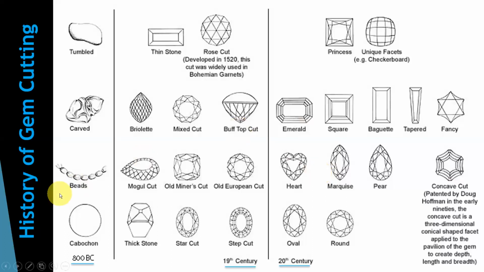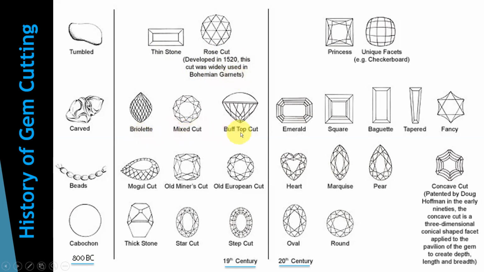Now this is the history of gem cutting. There are 3 categories here. Most left side is 800 BC, before Christ. Cabochon, this is the shape. Beads, curved, tumbled. These are the cuts we have done. Then the thin stone rose cut developed in 1520. This cut was widely used in Bohemian garnets.